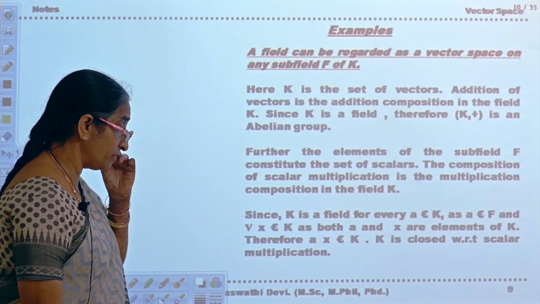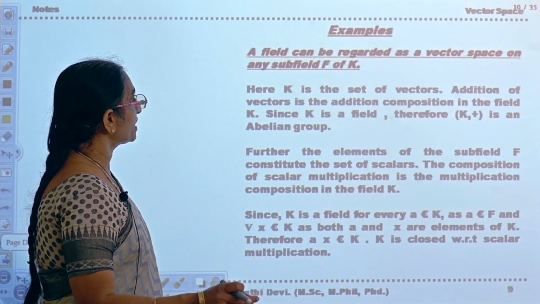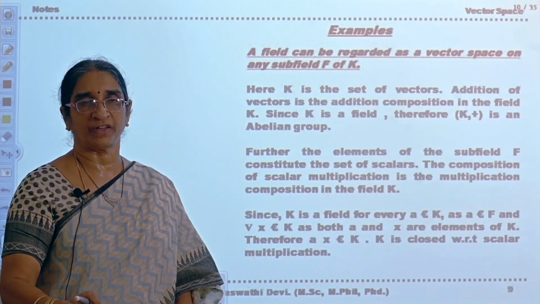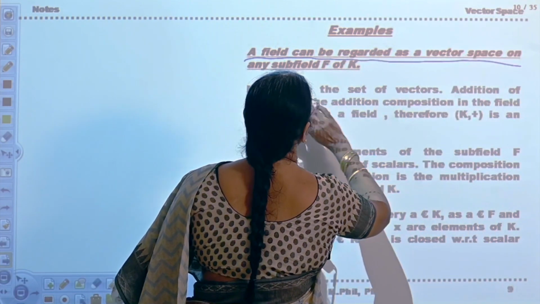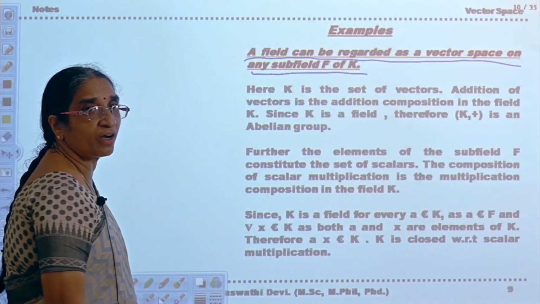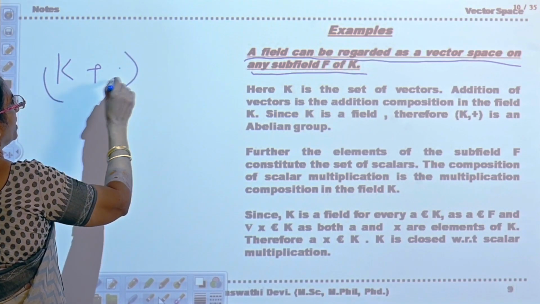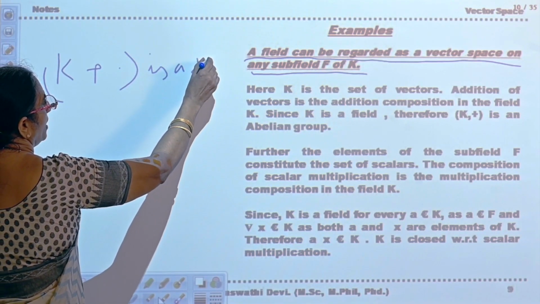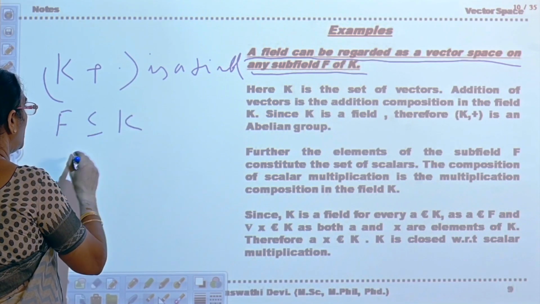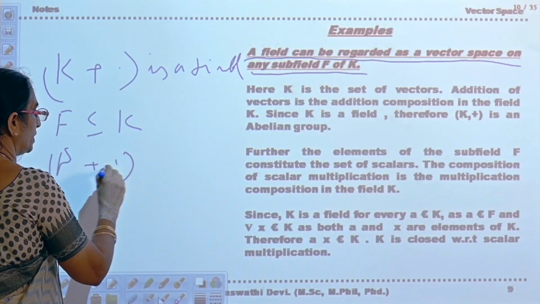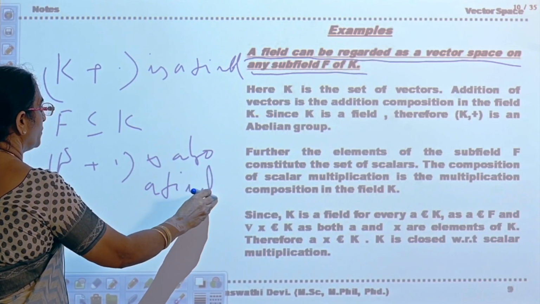Now, see the example for vector space. A field can be regarded as a vector space over any subfield F of K. Now, what you are going to say, the problem, a field can be regarded as a vector space over any subfield F of K. Suppose (K, plus, dot) is a field. Now F is a subfield. That means F being a subset of K, (F, plus, dot) is also a field. Then only you will say that F is a subfield.